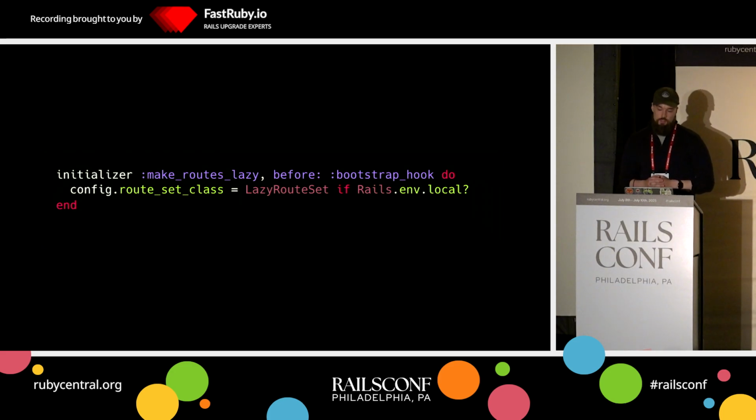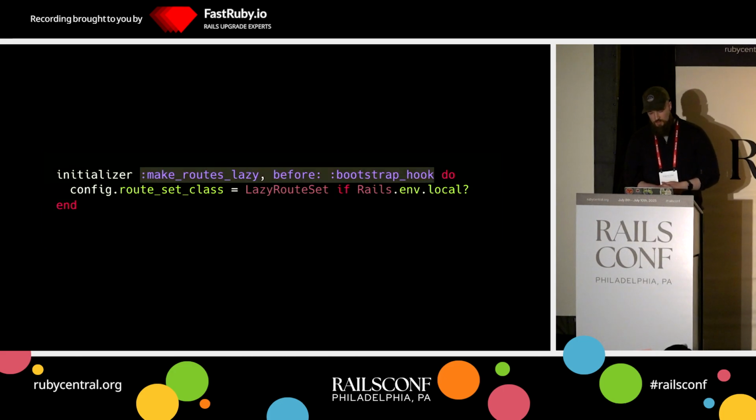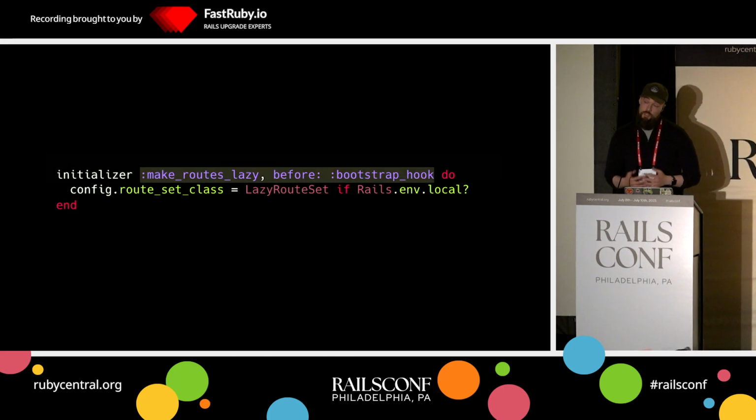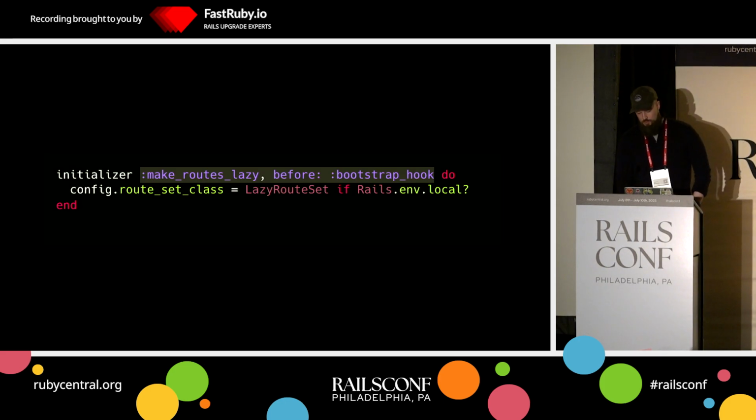Application initializers are typically file-based, but you can also define them in blocks. And the lazy route set setup here happens in one of those block-based initializers, for example. Block-based initializers are also named and can have constraints. You can specify order using before or after keys, or leave them entirely unordered.